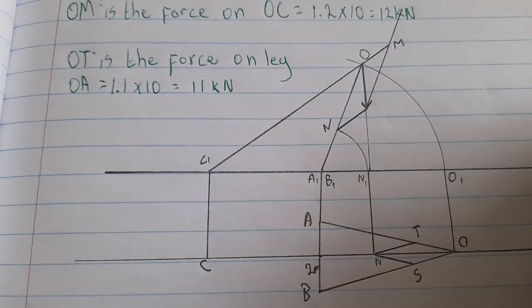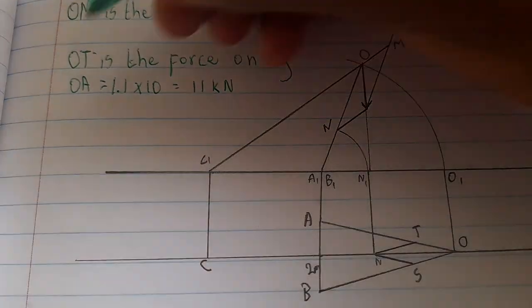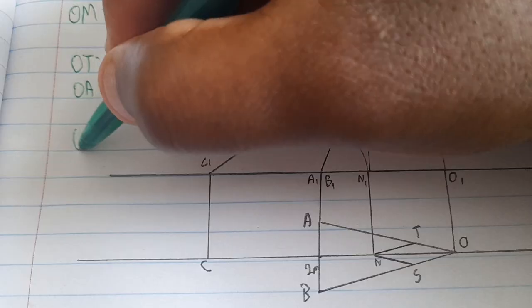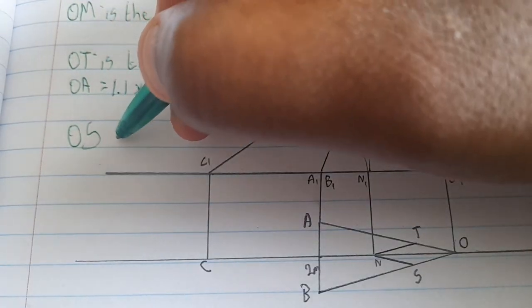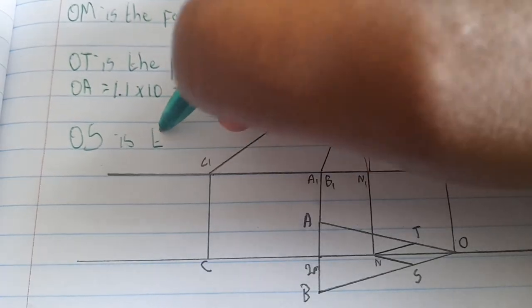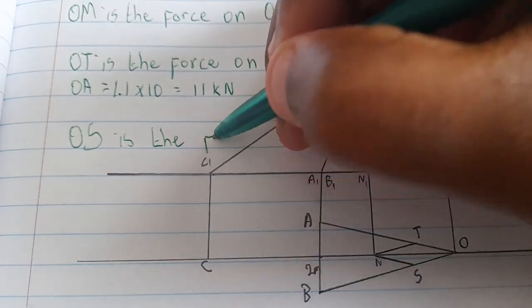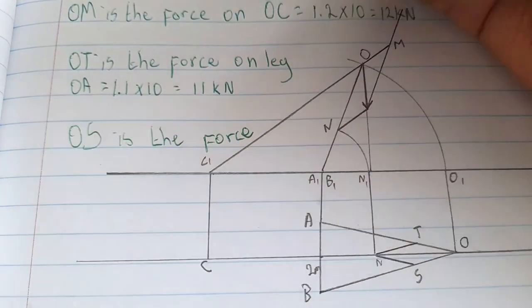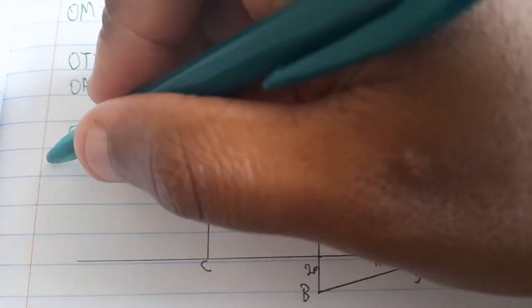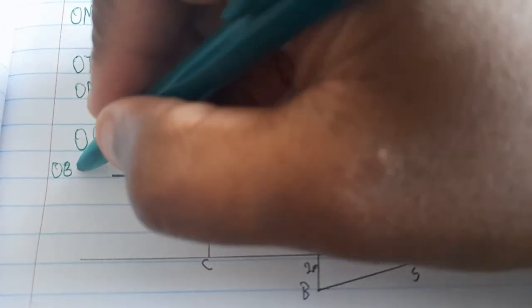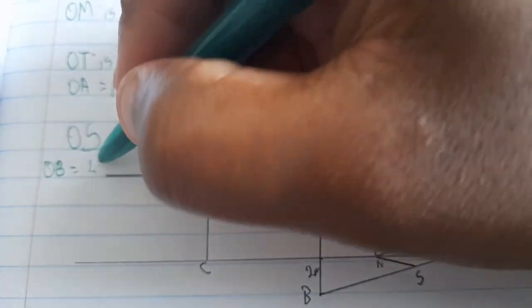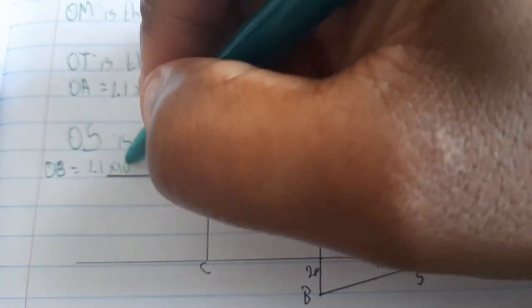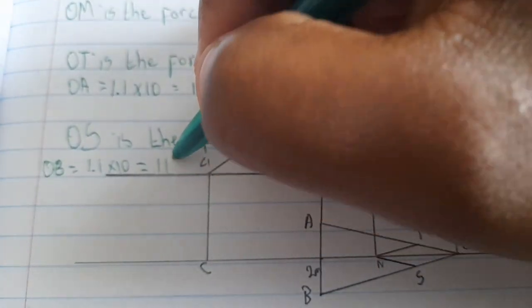Okay, now we just have to write a statement again and say OS is the force on leg OB. So we're going to say OS is the force on leg OB, which is also equals to 1.1 times 10, which is equals to 11 kilonewtons.